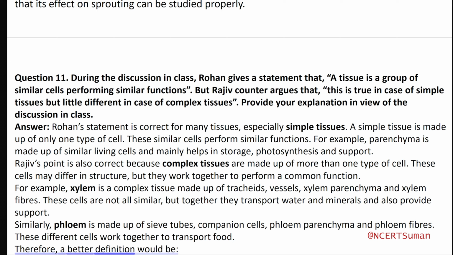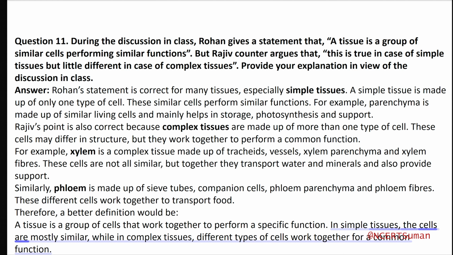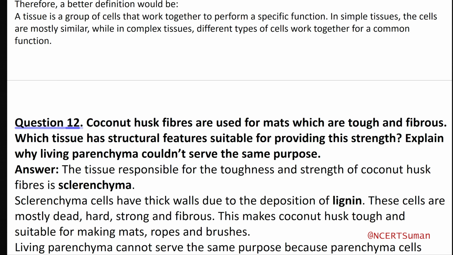Therefore, a better definition would be: a tissue is a group of cells that work together to perform a specific function. In simple tissues, the cells are mostly similar, while in complex tissues, different types of cells work together for a common function.